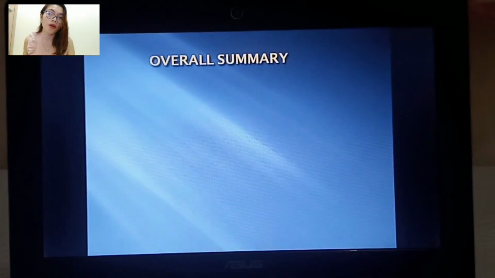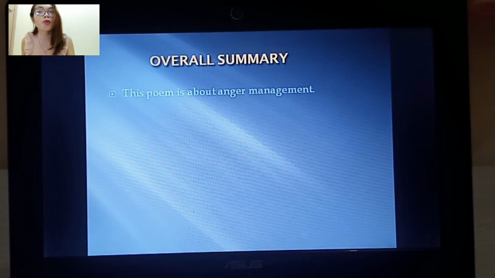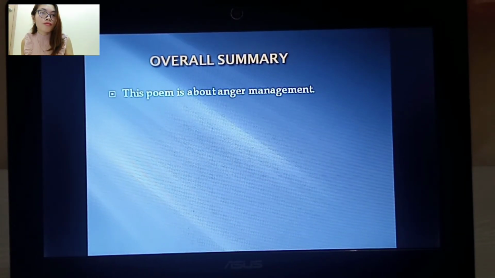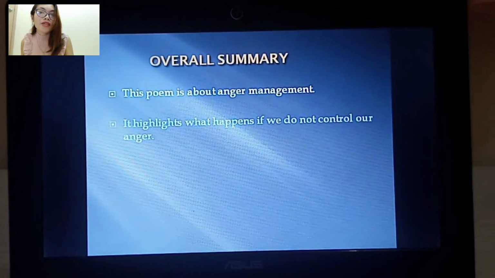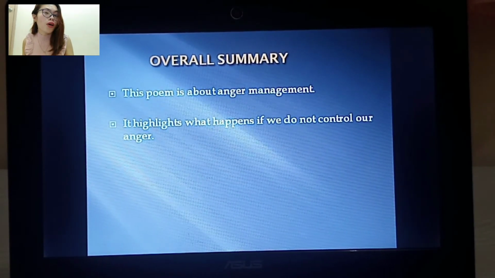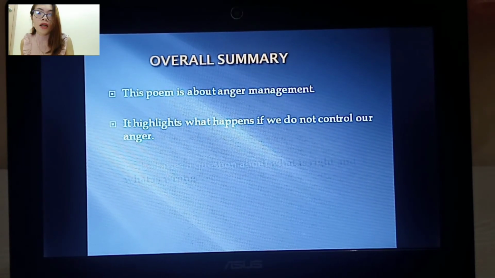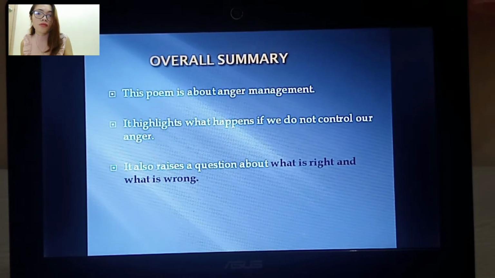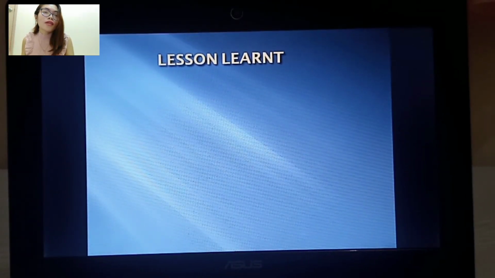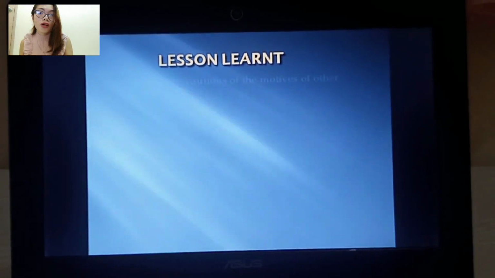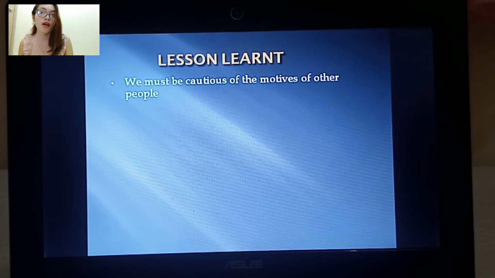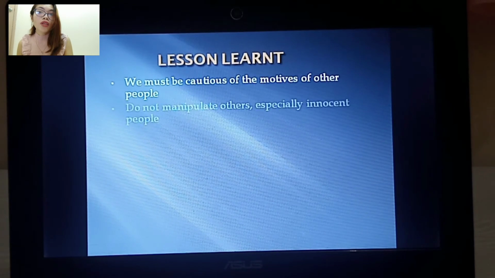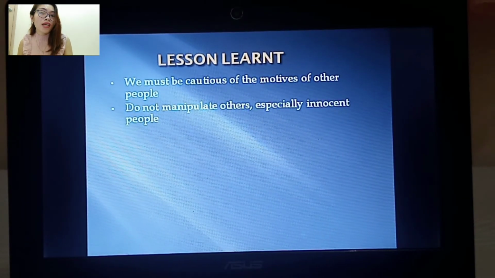So, for the overall summary, this poem is about anger management. So it highlights what happens if we do not control our anger. It also raises the question about what is right and what is wrong. So what is the lesson we learned from the foe? Here we must be cautious of the motives of other people. Okay, do not manipulate others, especially innocent people.